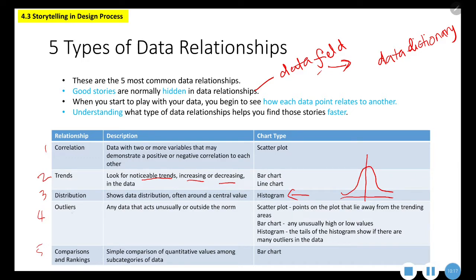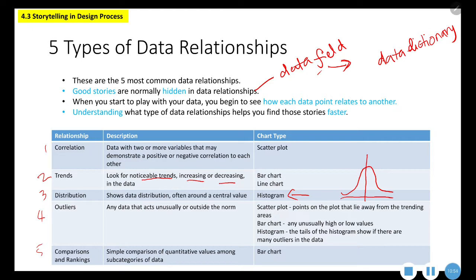And then we have outliers. This is regarding data that acts unusually or outside the norm, where the relationship is quite fuzzy. We can use a scatter plot if the points on the plot lie away from the trending areas, or we can also use a bar chart or a histogram. A bar chart is for unusually high or low values. We can use a histogram because the tails of the histogram show if there are many outliers in the data.